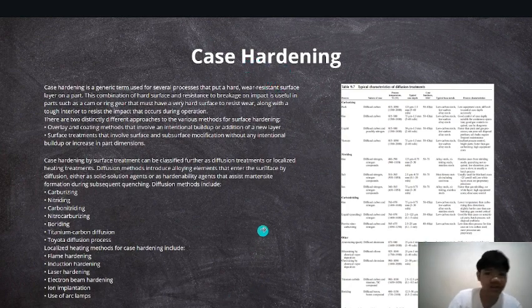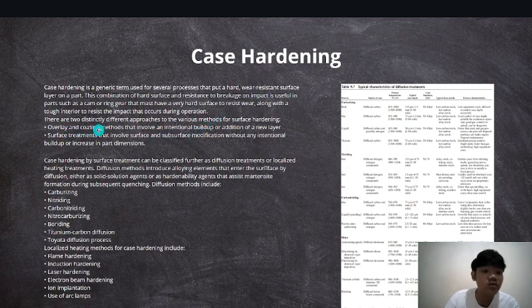Case hardening. Case hardening is a generic term used for several processes that produce a hard, wear resistant surface layer on a part. This combination of hard surface and resistance to breakage on impact is useful in parts such as cams or gears that must have a very hard surface to resist wear, along with a tough interior to resist the impact that occurs during operation.